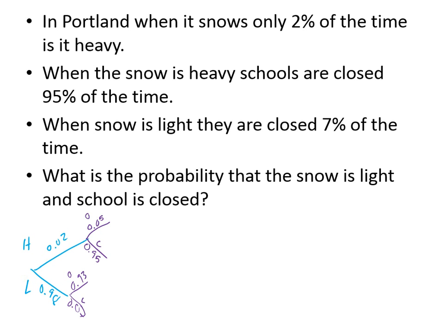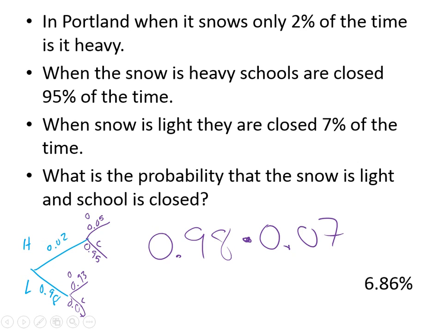Okay. Now, if we want to know what's the probability that it snows light and schools are closed, what you're going to do is take the light percentage, 0.98, and multiply it by the probability that it's closed when it's light, which would be 0.07. So you multiply those together and you get about 6.86%, approximately, of course. Okay. So that's kind of the tree diagram. It's just another way of doing this. Otherwise, you just multiply the percentages together.